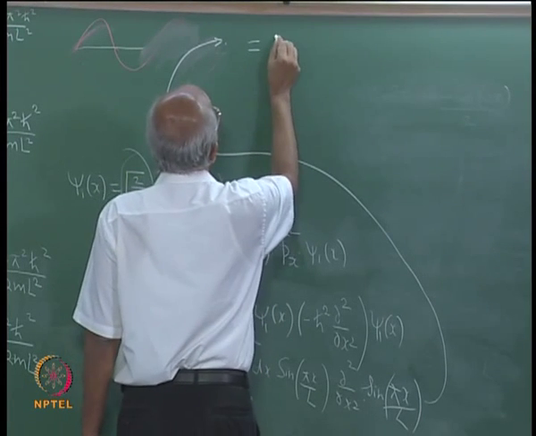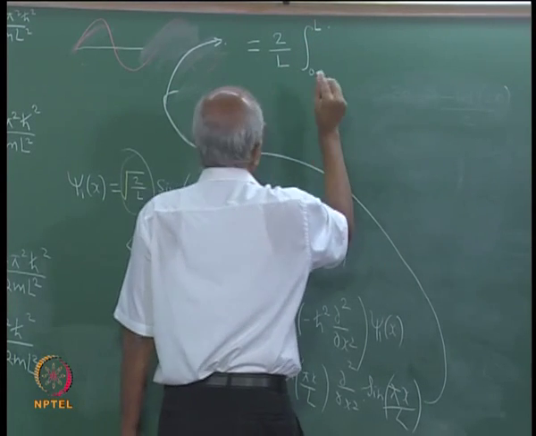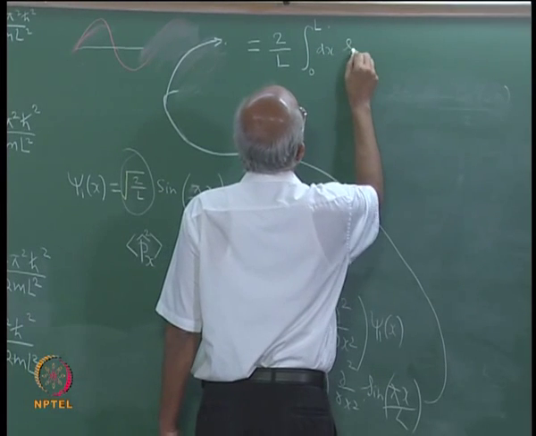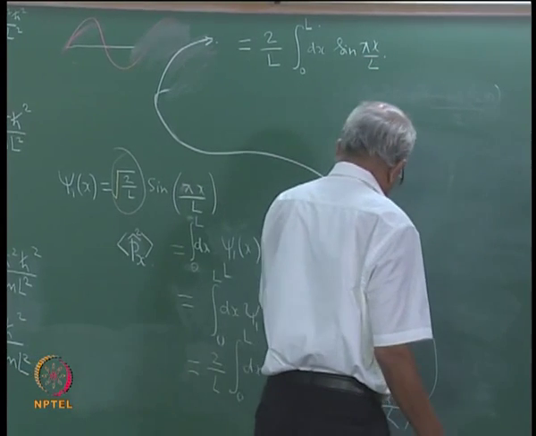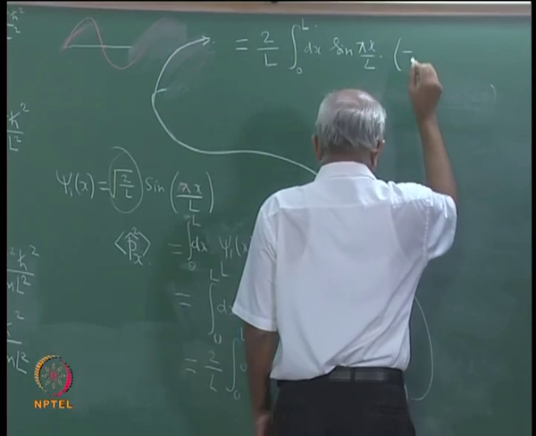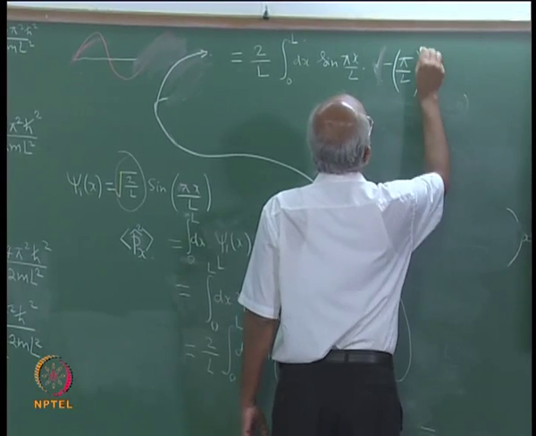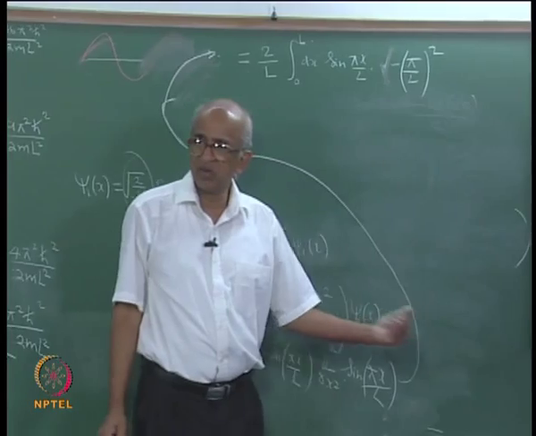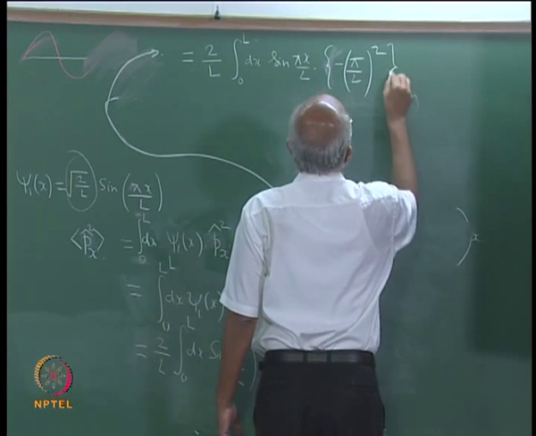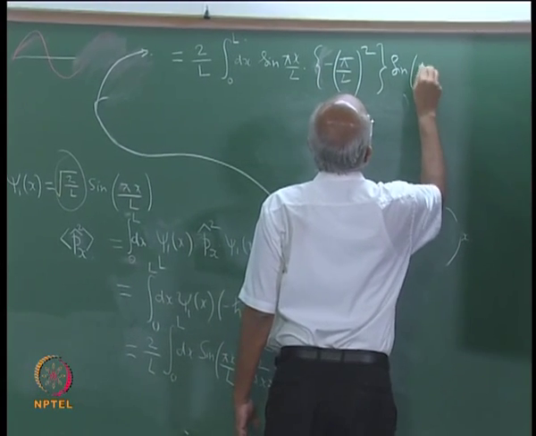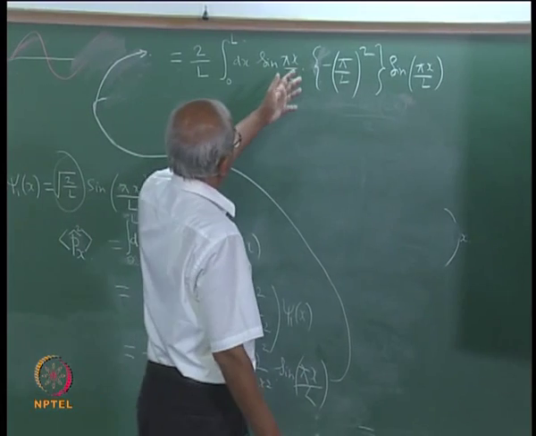It will be equal to 2/L integral 0 to L dx sin(πx/L). When you carry two differentiations, the answer is going to be minus (π/L) the whole square, because each time you differentiate, a factor of π/L is going to come out. So, you are going to get minus (π/L)² sin(πx/L). And this object is just a constant.